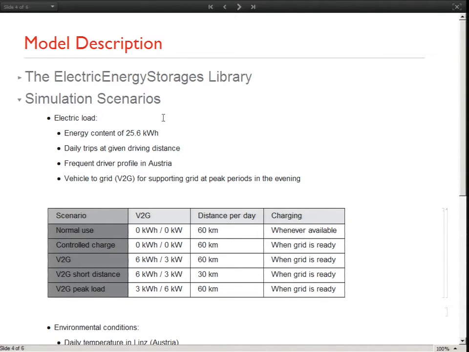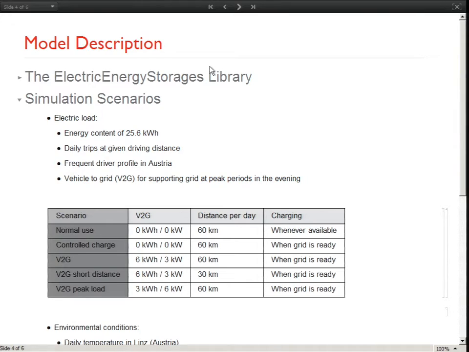So how did we apply our electric energy storages library? We have successfully applied our library for investigating the effects that vehicle-to-grid scenarios have on the aging effect of lithium-ion batteries. For those who don't know, vehicle-to-grid scenarios or strategies mean that if an electric vehicle is connected to the grid, it can not only be charged by the electric grid, but also support the grid during peak power periods.